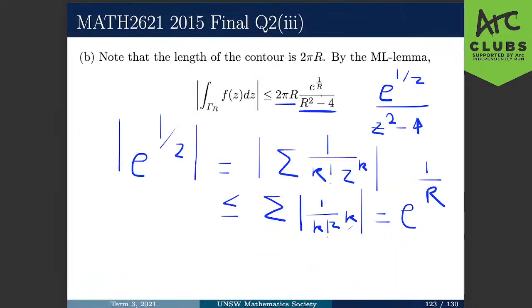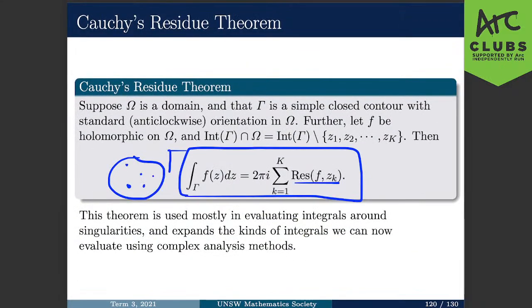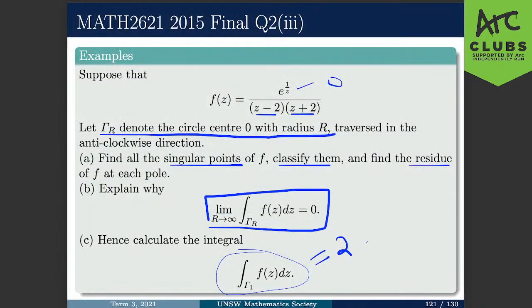Okay, and the last part of the question is to calculate this integral. So this time gamma 1, so that means the unit circle. Now, if we think of Cauchy's residue theorem, this says that this should be equal to 2 pi i times the sum of the residues at all of those points where it is not holomorphic. Here, be a little bit careful because we have the unit circle. The points where this is not holomorphic are -2, 2, and 0.